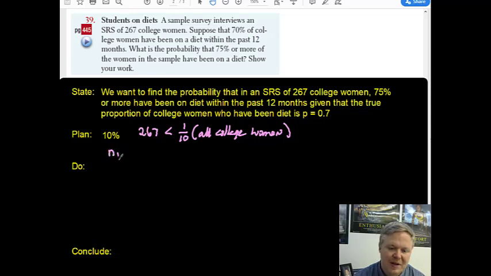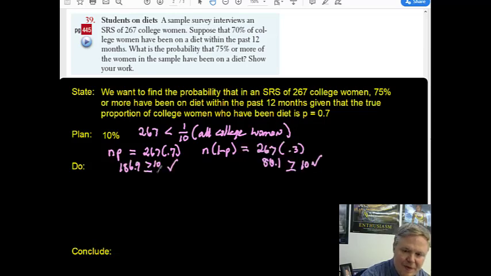So is n times p greater than or equal to 10? So np is going to be 267 times 0.7, and n times 1 minus p, so therefore that is greater than or equal to 10. So now we've checked our two conditions. 186.9 is greater than or equal to 10, and 80.1 is greater than or equal to 10 when we do n times 1 minus p. Make sure, once again, that you actually check off that you did that. So make sure you use the little check marks.